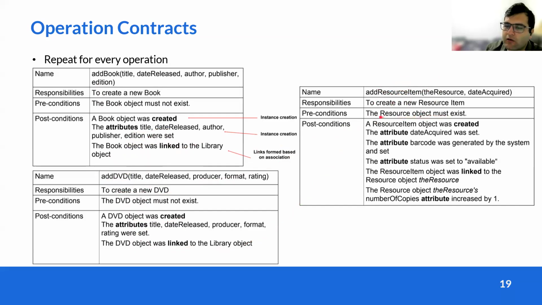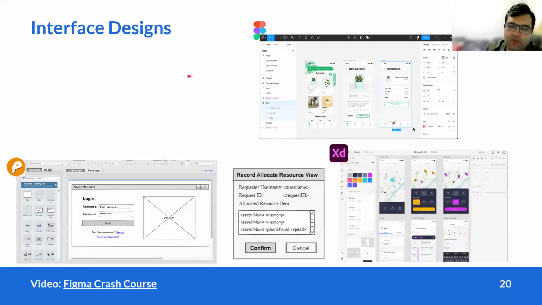Okay, to add a resource item, the resource object must already exist, right? So if it's a book, the book must exist. If it's a DVD, the DVD must exist. Okay? So if the preconditions are true, the resource item object is created, the date acquired is set, the barcode is generated, it's set to available, and it's linked to the resource. Okay, whether that's a book or a DVD. And the number of copies of that resource is increased by 1.